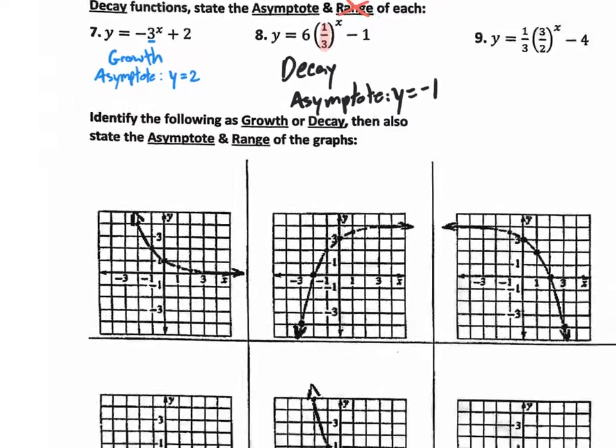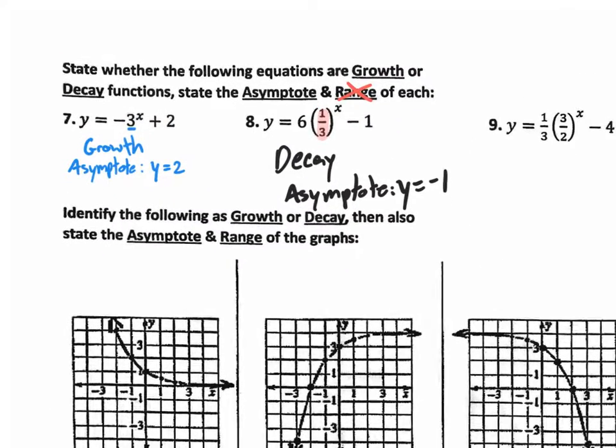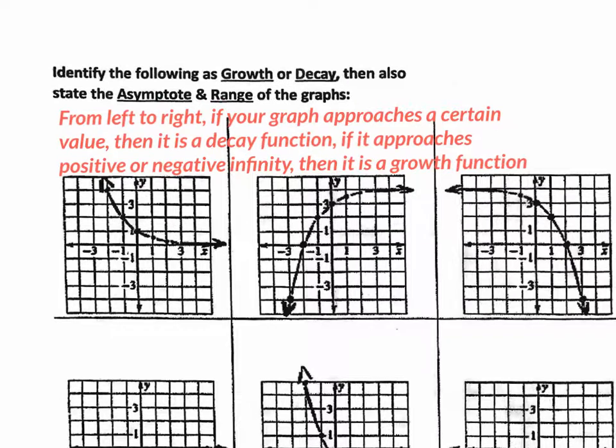Let's look at these guys down here. So from left to right, if your graph approaches a certain value, then it's a decay function. Check this out. From here, from left to right, it is approaching a certain value, your asymptote value. And so this is a decay function. You can put a D for decay. And the asymptote is y equals 0.